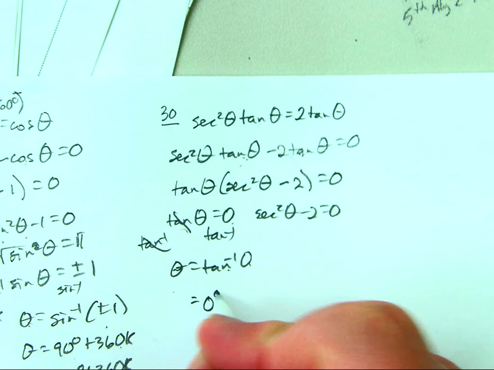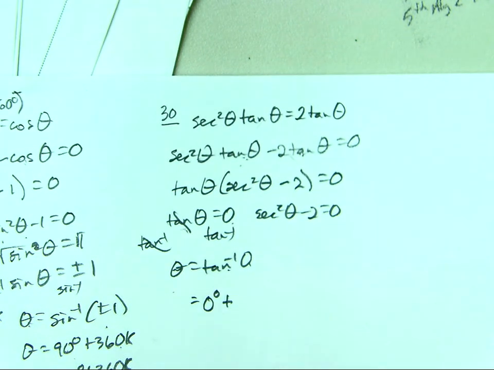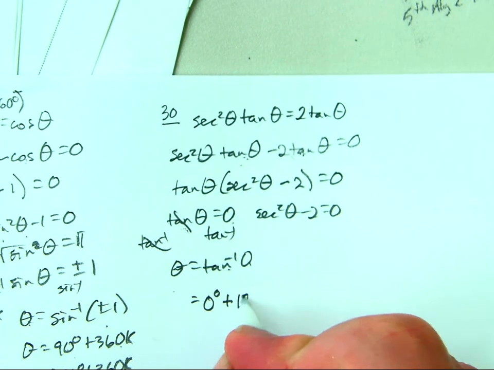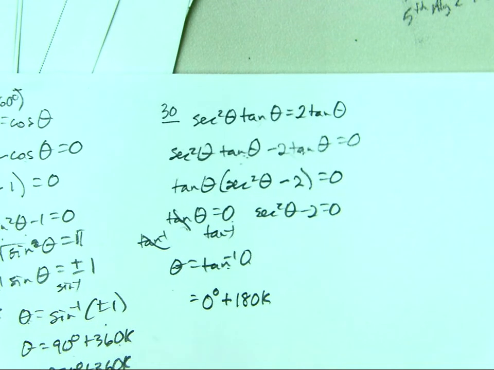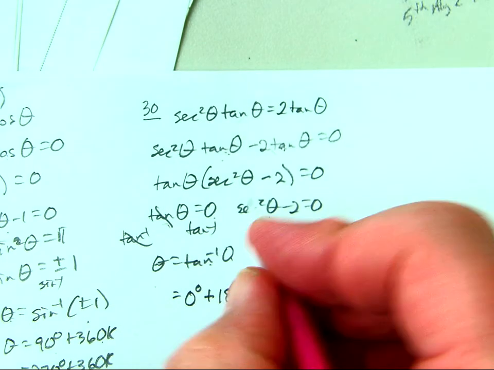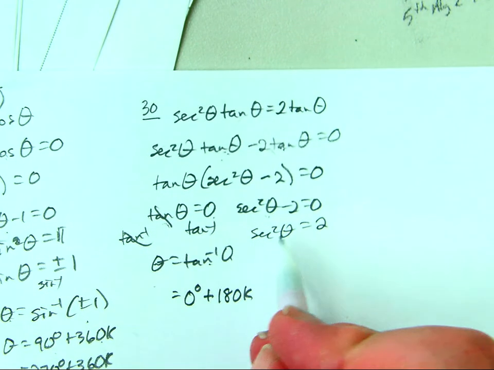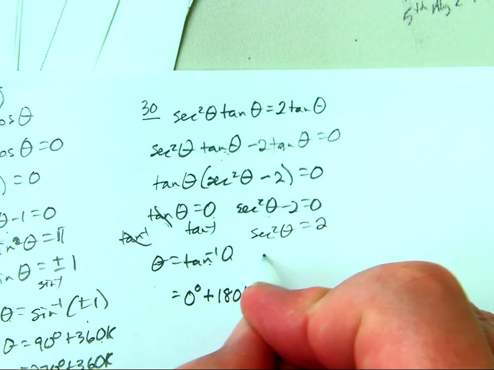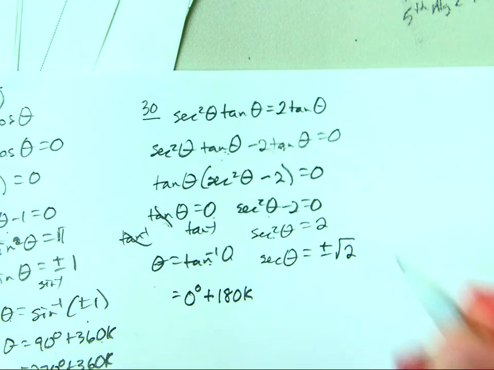We can, if we want, just put 0. With tangent, you only need 1, because remember, the normal period for tangent is 180. So we're going to add 180k instead of 360k. Now we go to the other one. We have a single trig function. We need to isolate it, so we move the 2. We need to get rid of that squared, so we're going to square root both sides. Again, don't forget the plus or minus.